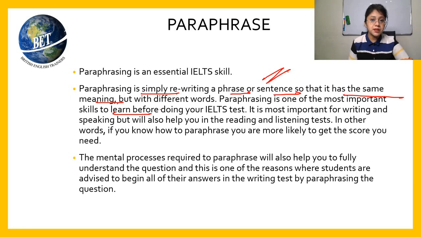Another thing that you need to remember is paraphrasing can be achieved in two ways. Firstly, you can achieve paraphrasing by writing the keywords in a different manner, either by describing it or writing the synonyms. The other way in which paraphrasing can be achieved is with the synonyms and keywords, changing the sentence structure of the question. Can you achieve both of these together? Of course you can, my dear students. The mental processes required to paraphrase will also help you to fully understand the question, and this is one of the reasons why students are advised to begin all of their answers in the writing test by paraphrasing the question.